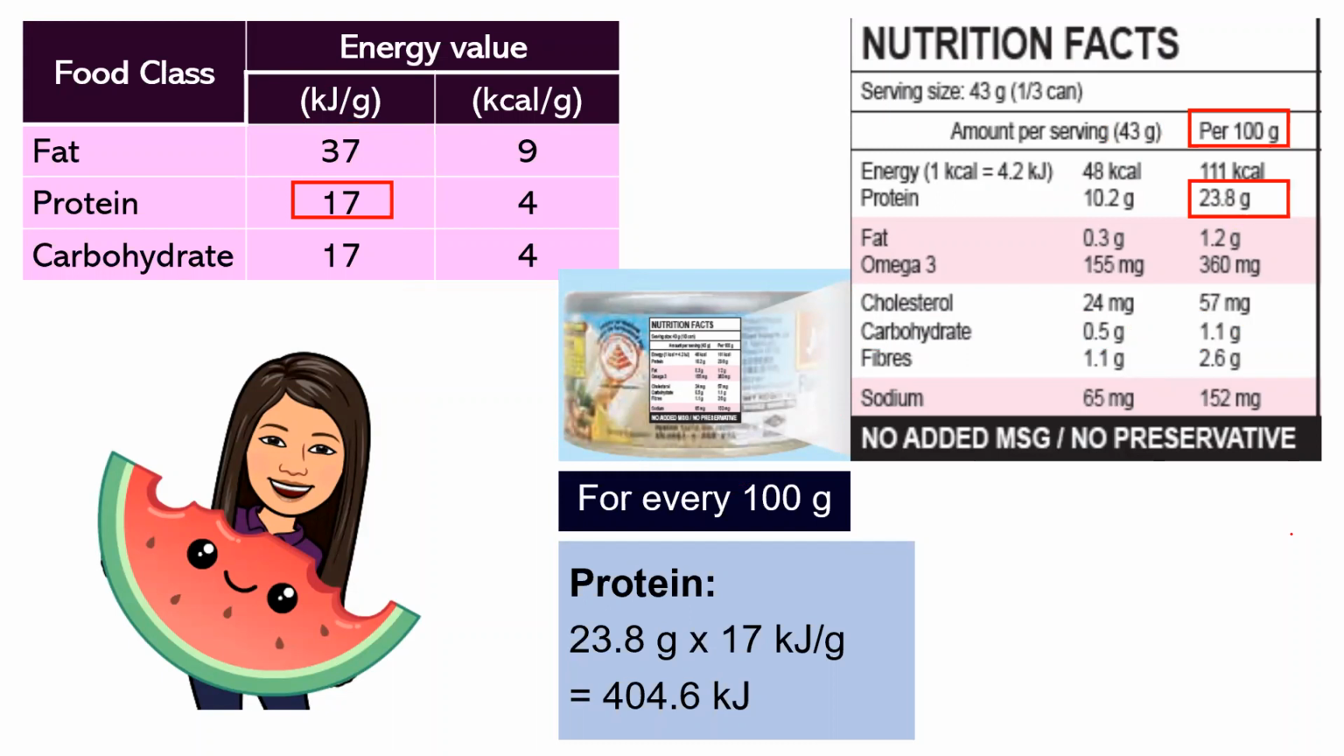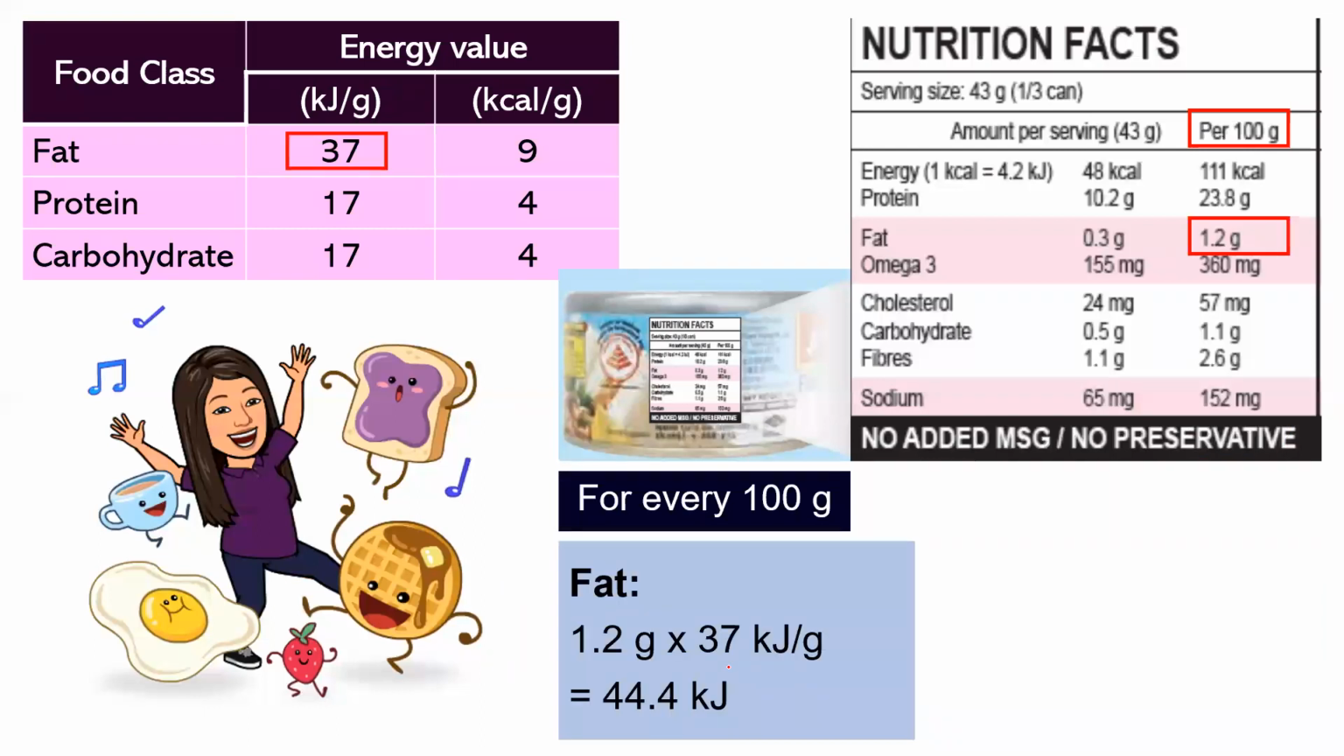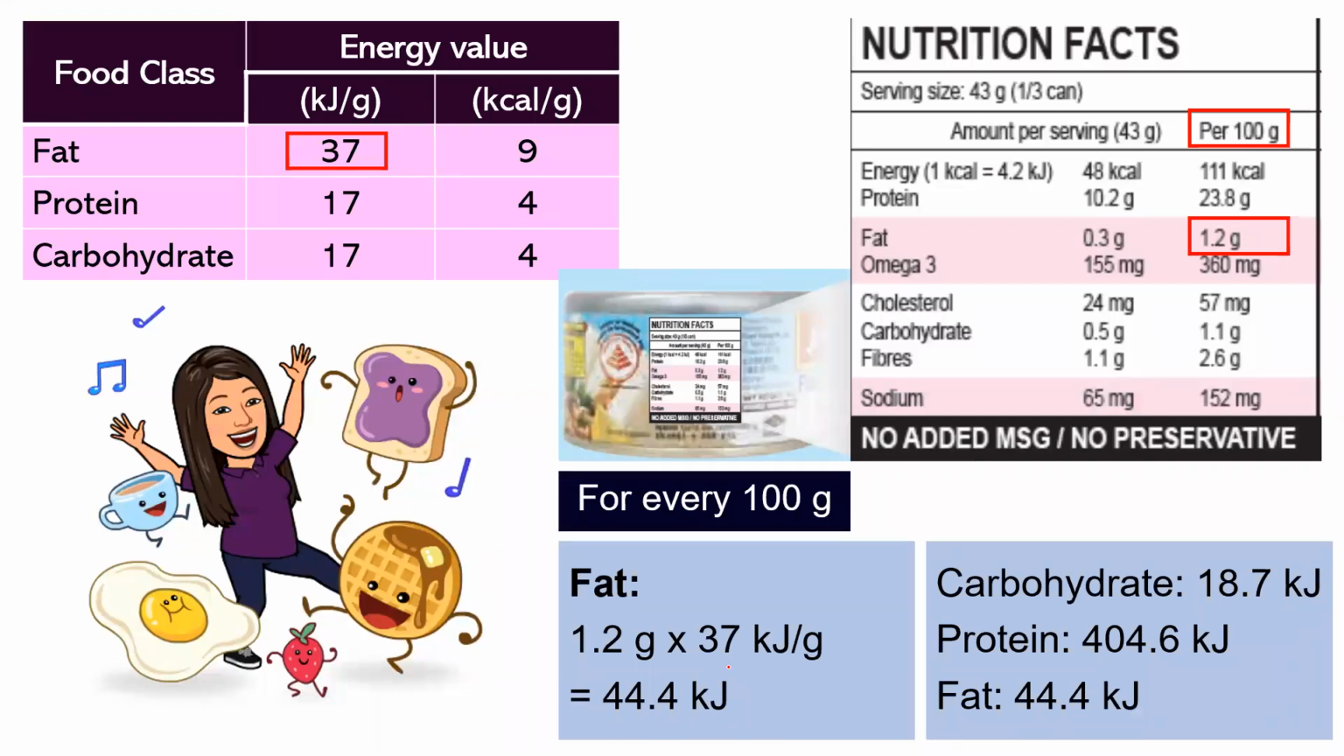Very good. Now all of you very smart already. Now all of you do for teacher fat. What times what? And remember, the unit is very important. If you don't have kilojoule, your answer is wrong. Okay, anyone got the answer? Oh, very good. Most of you, some of you got it. So you went to 1.2 and then you times with 37. Very good. You get 44.4 kilojoules.